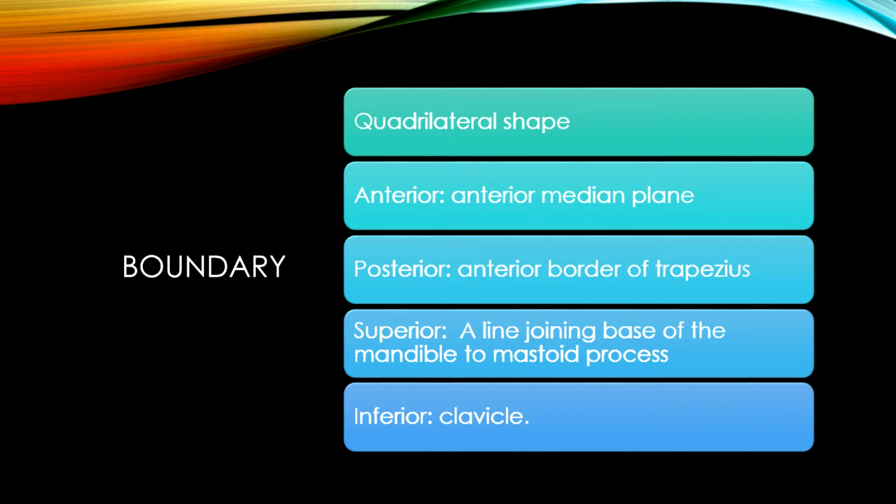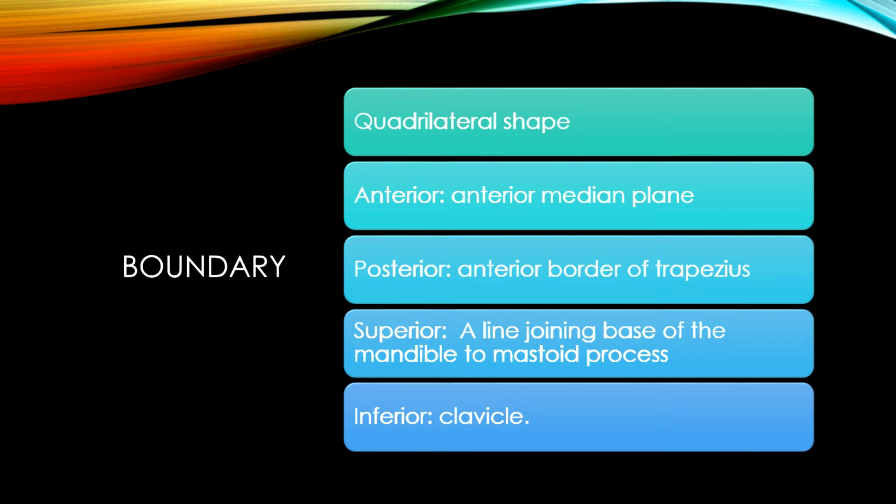So, the side of the neck is roughly quadrilateral in shape and it is bounded anteriorly by the anterior median plane and posteriorly by the anterior border of trapezius muscle. Superiorly, it has the border of a line which joins the base of the mandible to the mastoid process, and inferiorly it extends up to the clavicle.